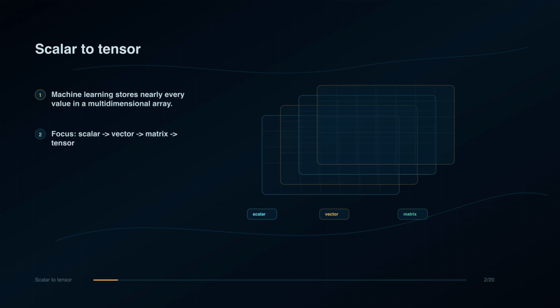Start with dimensionality. A scalar is one number. A vector is an ordered list of numbers. A matrix is a rectangular table. A tensor is the general name for an array with any number of axes. In machine learning, almost everything is stored as a tensor: token identifiers, embeddings, model weights, activations, gradients, and optimizer state.